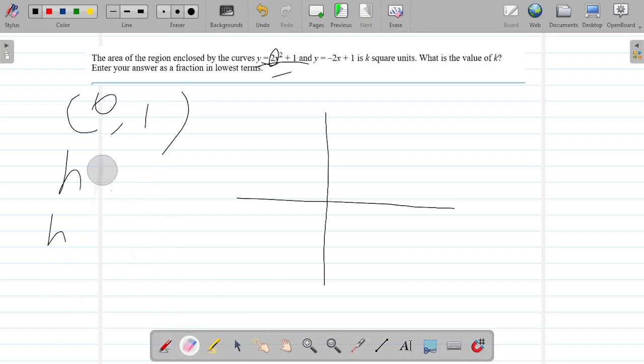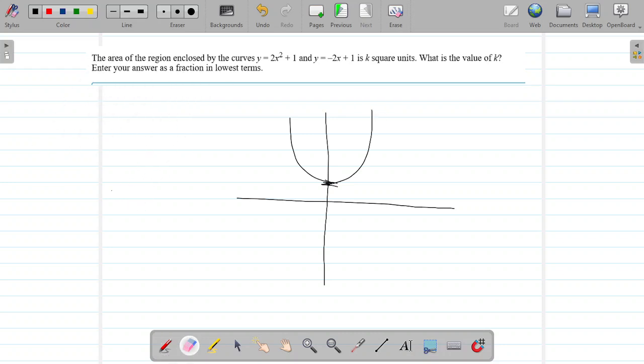So let's graph that point. It will be here. That's (0, 1). And then how does the graph open? It opens upwards. So it will be like this. Okay. There are no x-intercepts for this one. Now we want to check the line. The line, it's negative 2x, right? So it will be looking like this. It will be going down.